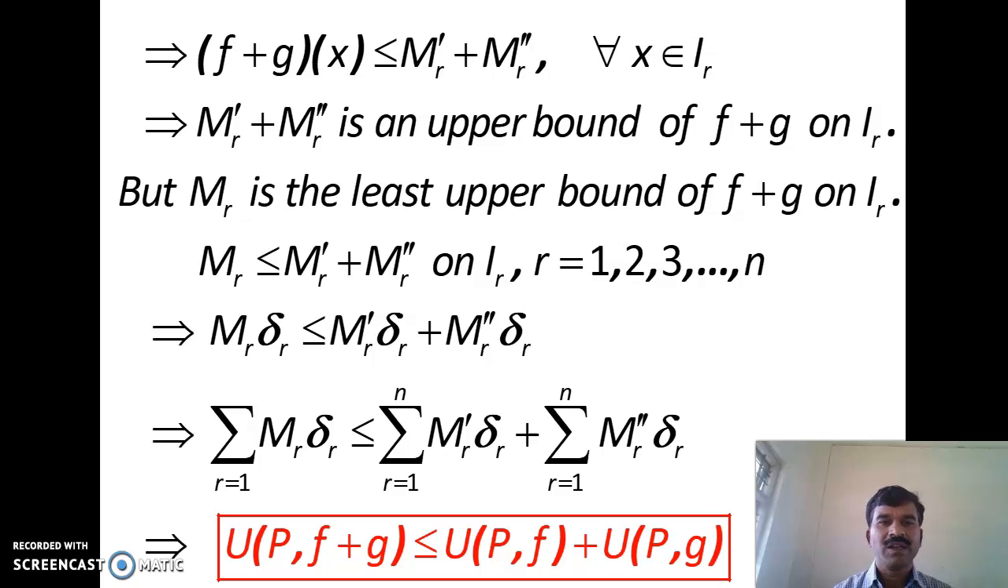Hence M_r' plus M_r'' is an upper bound of f plus g on the subinterval, but M_r is the least upper bound of f plus g on the subinterval. So M_r is less than or equal to M_r' plus M_r''. Multiplying by delta_r and summing throughout, we arrive at the upper sum of f plus g being less than or equal to the upper sum of f plus the upper sum of g.